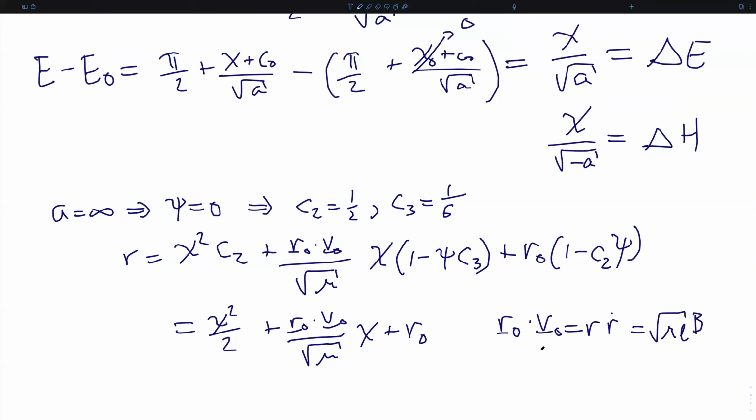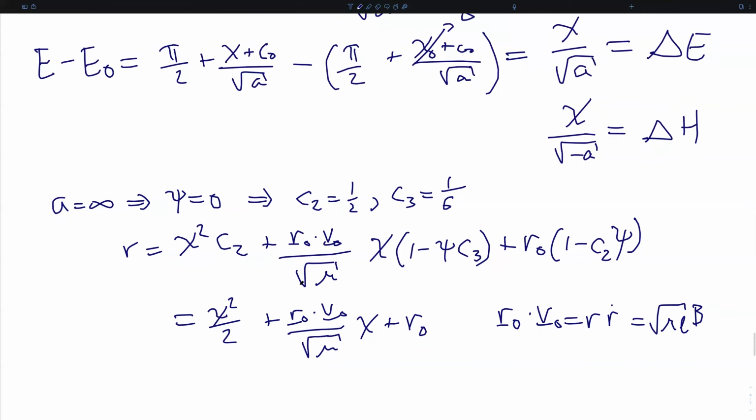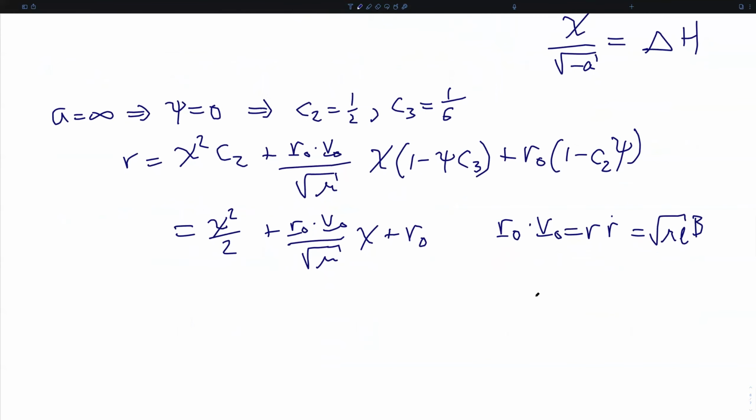R naught dotted into v naught, which equals r dot, in this case will be the square root of mu over L times Barker's anomaly. And recall that in the parabolic case, the orbital radius is equal to the semi-parameter over 2 times 1 plus b squared, the parabolic anomaly squared, which means that we can directly solve for chi as chi equals the square root of the semi-parameter times the parabolic anomaly. So we can map chi to the anomaly for any orbit.